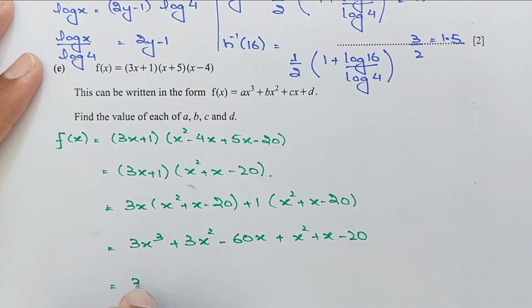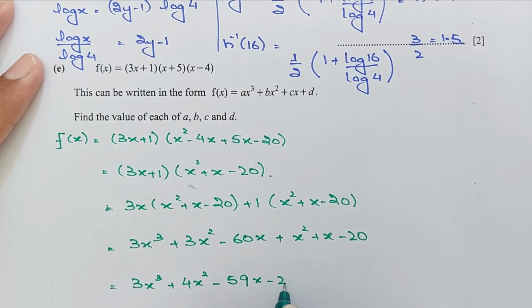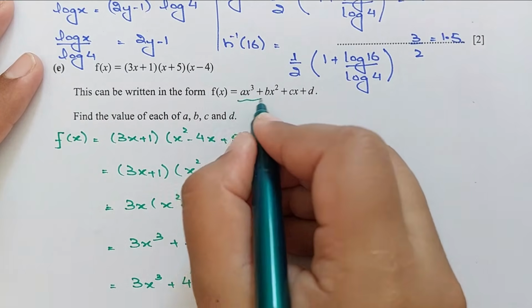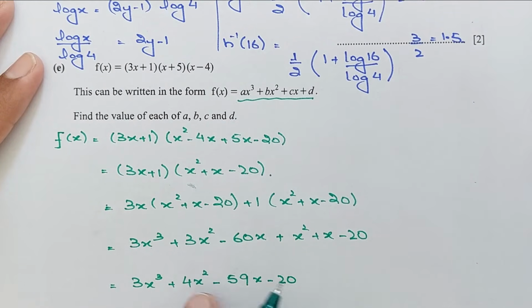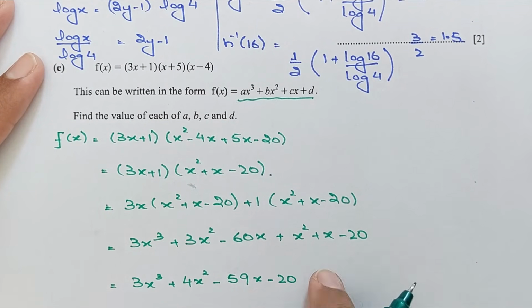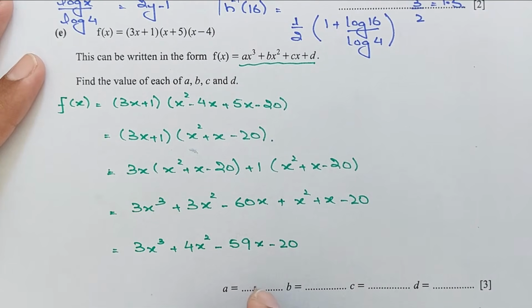Combining the like terms, 3x cube, and we have 3x square and x square, so this is going to be 4x square. And from minus 60x and plus 1x, this is minus 59x and negative 20. This should be in this form, right? The x cube coefficient, x square coefficient, x coefficient, and the constant term. So a is equal to 3, b is 4, c is minus 59, and d is negative 20.